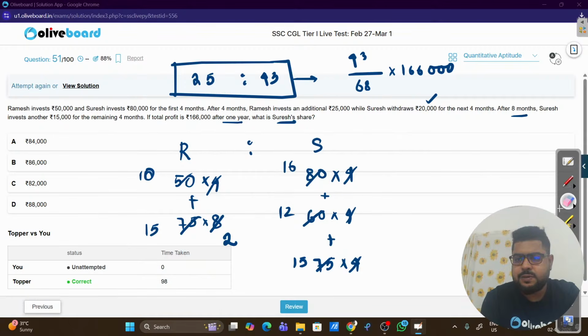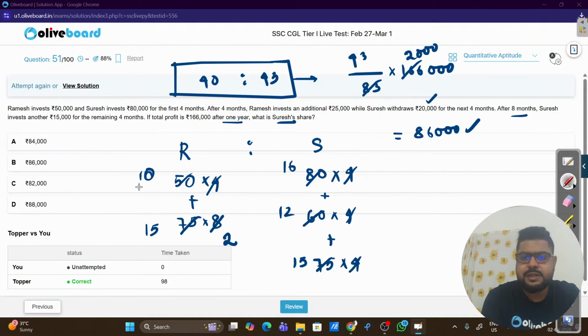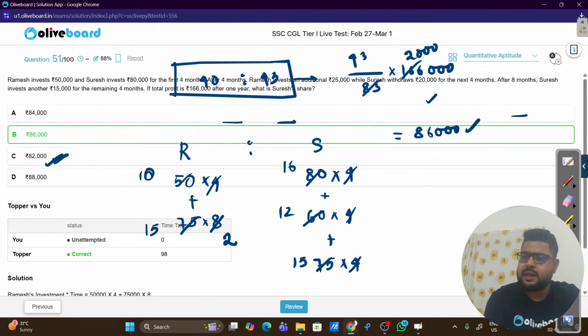15 twos are 30, this one should be 30, sir. My mistake. So this is 30 and this is 40. In this case, this will not be 68 but 83. And you see 83 twos at this: 43 into 2000 is 86,000 rupees. Option B is most definitely your correct answer. I hope this is absolutely clear.